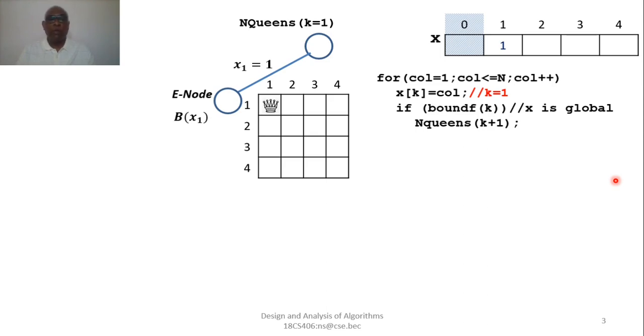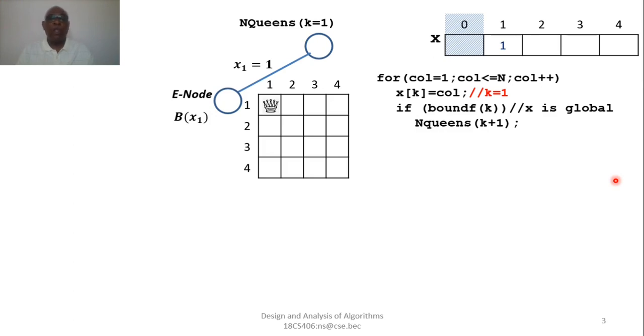So we define a for loop with the variable call, which represents the column value and which changes from 1 to n. And for each column value, the value is stored in the location x of k, because xk assumes all these column values one after another while the state space tree is being explored for the solution. So as a result, we have the statement x of k is equal to column. Currently the value of column is 1, but at a later point of time the column value can be 2, 3 or 4.